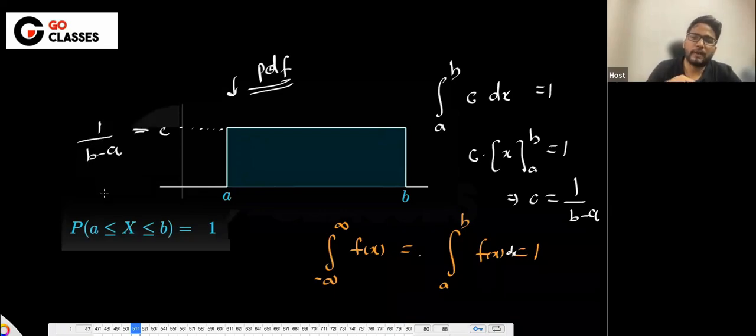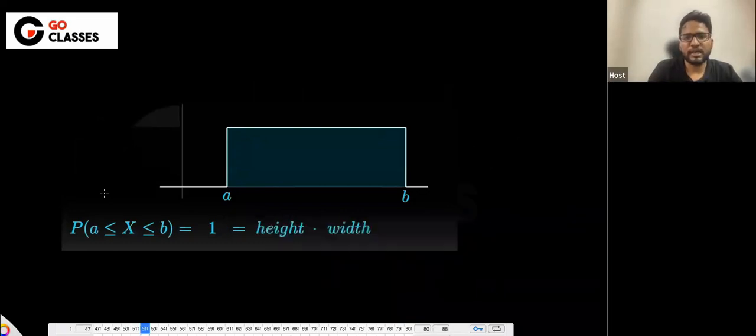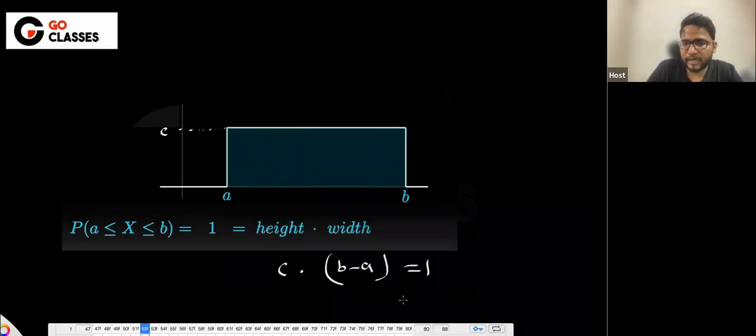That's okay. This is one of the ways to calculate this height, but another way could be like this. Since it is just a rectangle, you want to calculate this height, which is C. Since this is just a rectangle, and the integration means the area of the rectangle, which means height into width. What is the height? C. What is the width? B minus A. C into B minus A should be 1, and then from here you can calculate C, which is 1 upon B minus A.